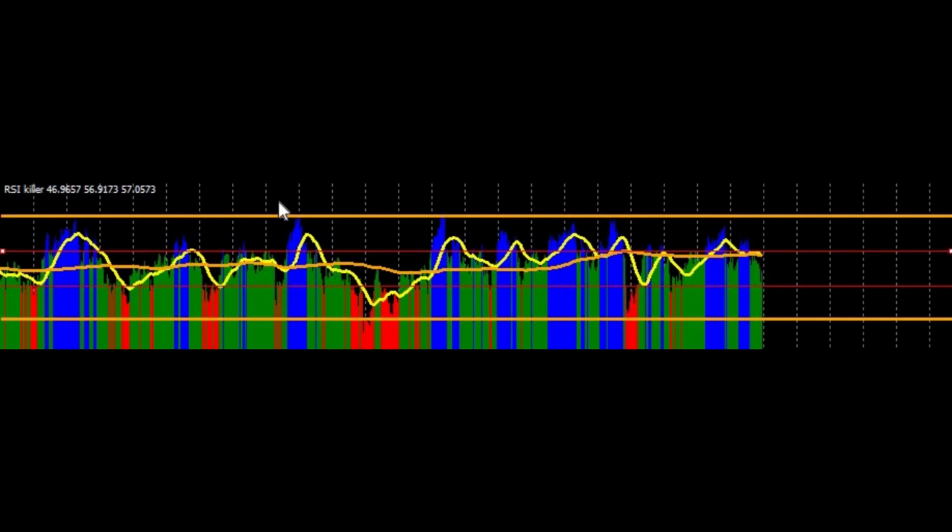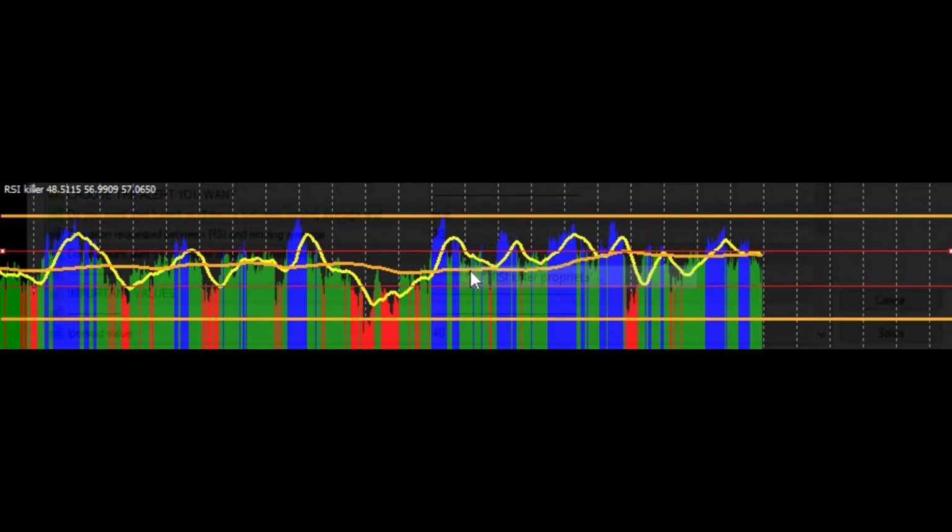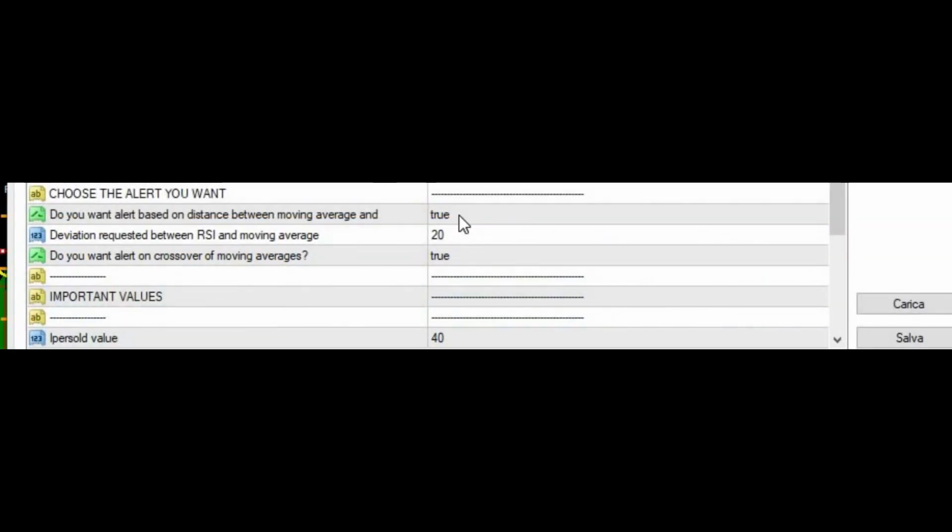Also, the indicator can send you alerts, so if a certain distance is reached between the two moving averages and the RSI value, it gives you an alert. In that case, the distance is 20. But let me just set this at 5 just to show you the alert.